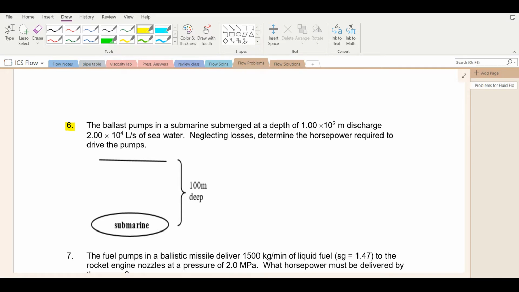So these ballast pumps have to overcome the pressure of 100 meters of seawater when they're pumping at that depth. And there's the flow rate. And the horsepower, we have to calculate the power of the pump.